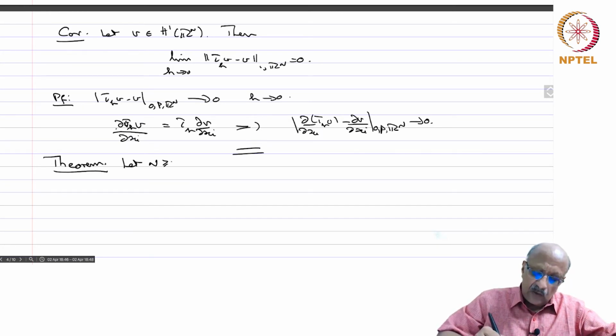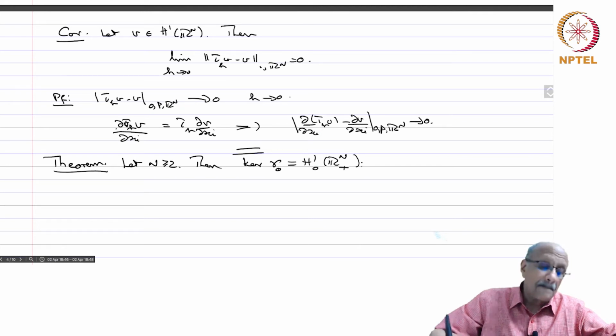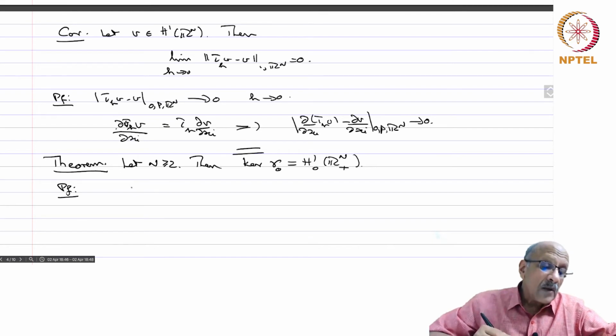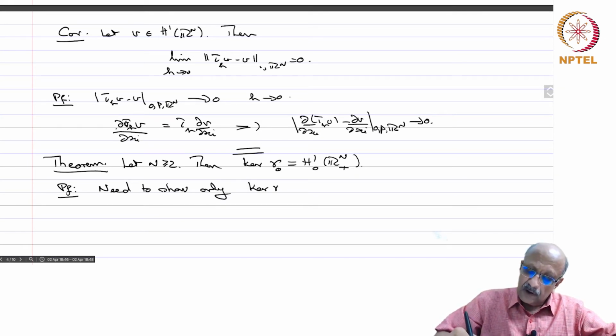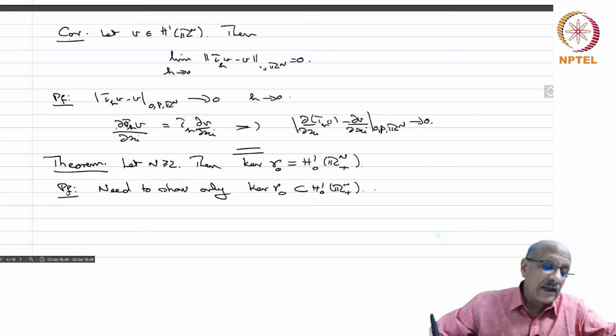Let n be greater or equal to 2, then the kernel of gamma naught equals H10 of Rn plus. So, proof. We need to show only that the kernel of gamma naught is contained in H10 of Rn plus, because the other inclusion is already done.